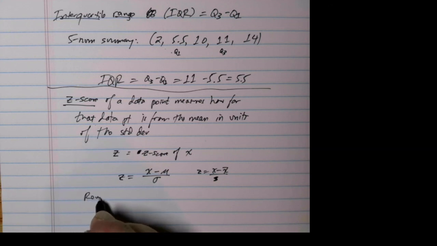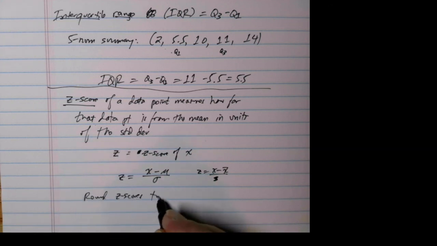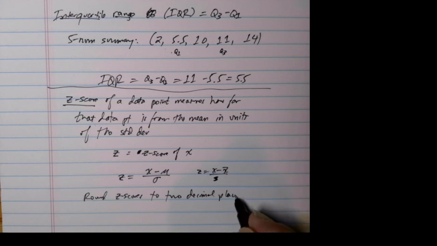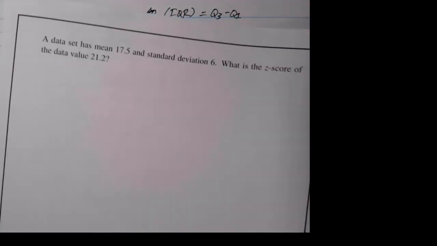You should round the z-score to 2 decimal places. That's worth remembering, especially when you're doing web work, homework. Right? It's going to expect that z-scores have been rounded to 2 decimal places.